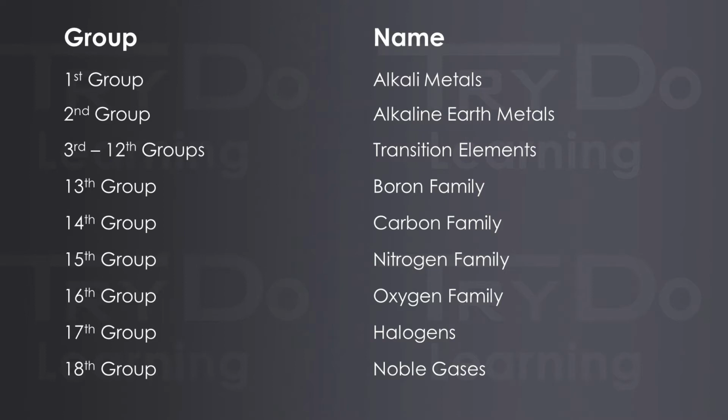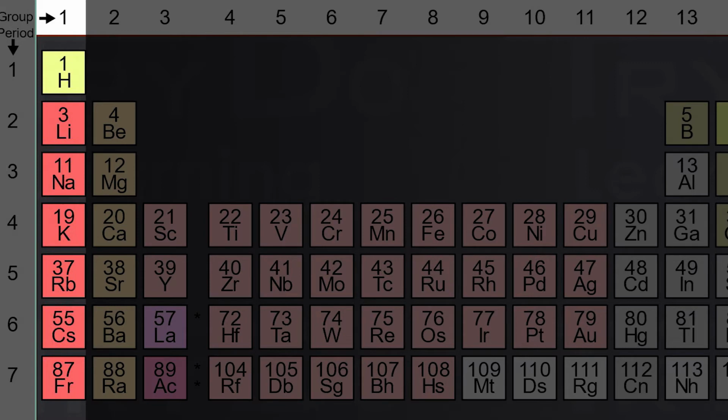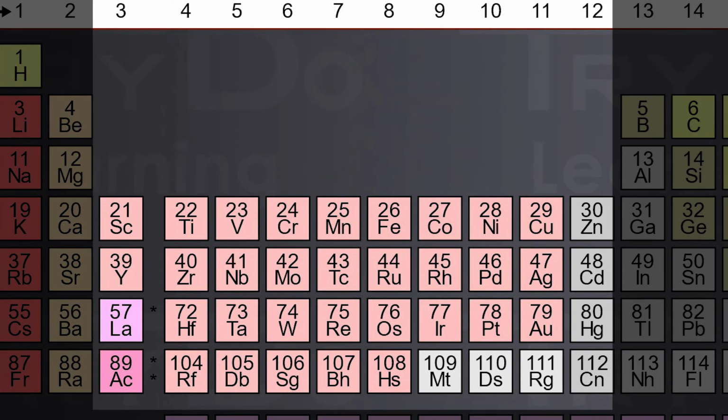We have seen that there are 18 groups in the modern periodic table and each group is given a certain name. We shall see this. The first group is called alkali metals. Second group is called alkaline earth metals. From the third group to the 12th group, the elements are collectively called transition elements. We have seen that they are also called D block elements.